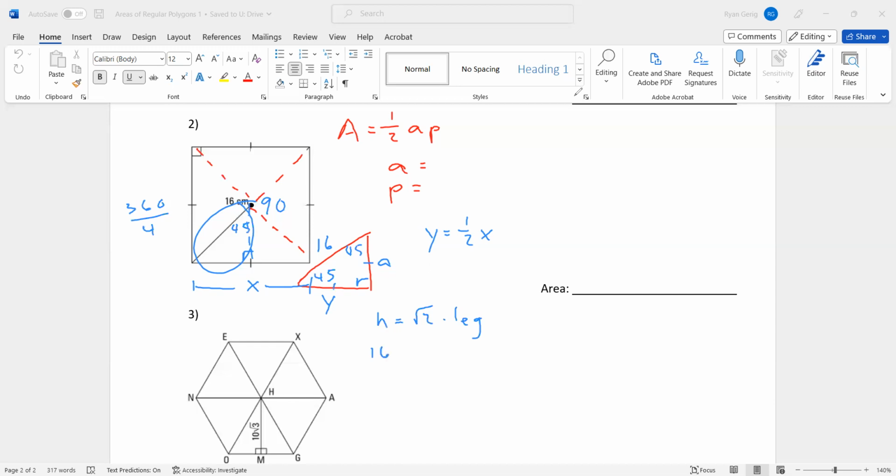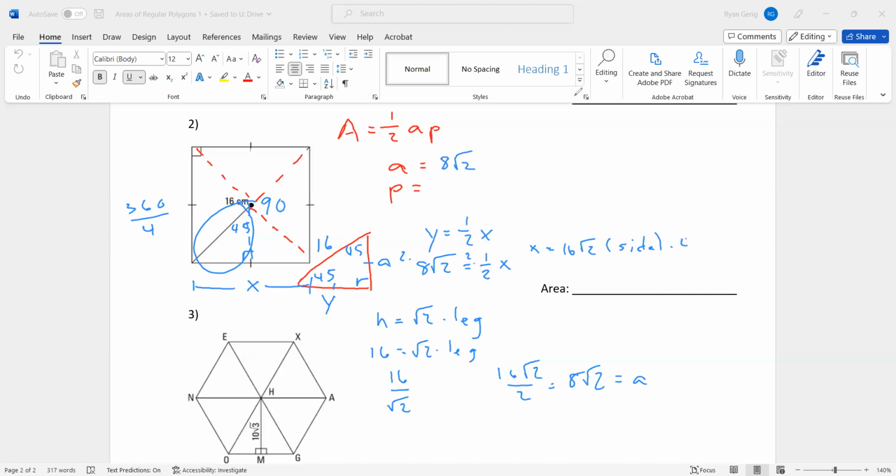So 16 equals the square root of 2 times the leg. Divide by square root of 2. 16 square root of 2 over 2, which reduces to 8 radical 2. That is my apothem. But it's also Y. So 8 radical 2 equals 1/2 of X. I need to double that now to get a side length. So X equals 16 radical 2. That's a side length. What do I do to that to get the perimeter? You've got to multiply it by 4 because there's 4 sides. So 16 radical 2 times 4 is 64 radical 2.